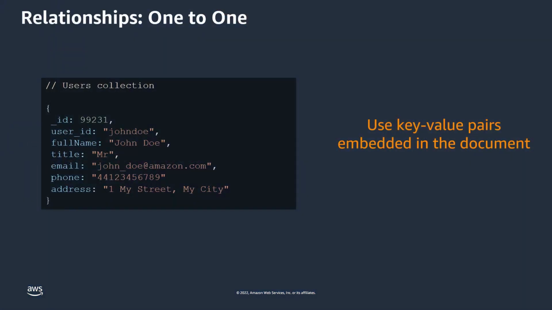For example, we have a users collection. One user can only have one name or one email address. This would be an example of a one-to-one relationship. We can model all one-to-one data as key value pairs in our database. The embedded model is the way to go in this case.